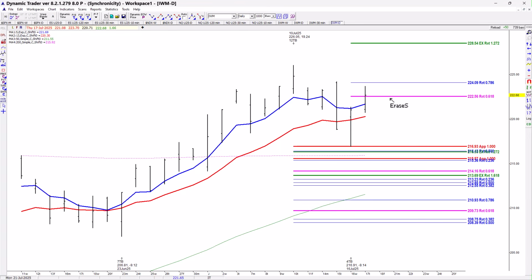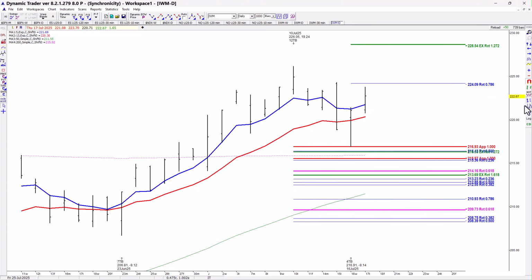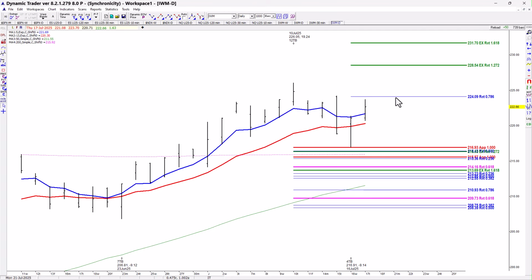And then what you need to know next is what's the potential target? Well, if we can clear this retracement along with this projection, so if we can clear 224.09 to 224.55 area, then our target number 1 for this setup is 228.54, and target number 2 is the 1618 to 231.70.